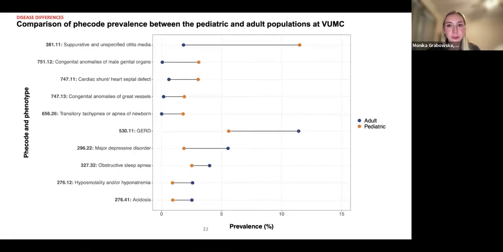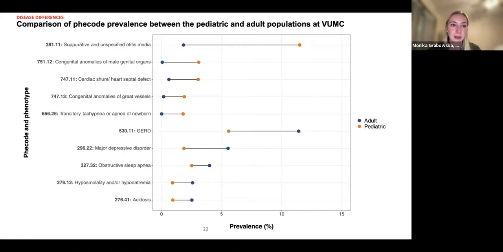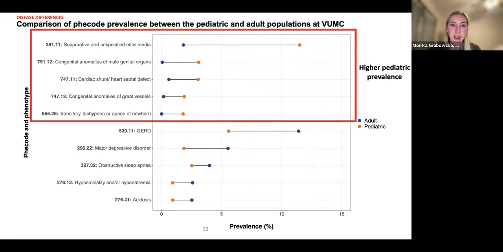You can see a slightly different view here with the comparisons of phe code prevalence. While here we were focusing on those root phe codes, specifically the broadest possible representations of a phenotype, here we're looking at the most granular phe codes, so the level 2 sub phe codes with the 2 decimal digits. But you can see that among those phe codes with higher pediatric prevalence, we have some infections, so otitis media here at the top, and then a lot of congenital anomalies: male genital organs, cardiac shunts or heart septal defects, congenital anomalies of the great vessels.